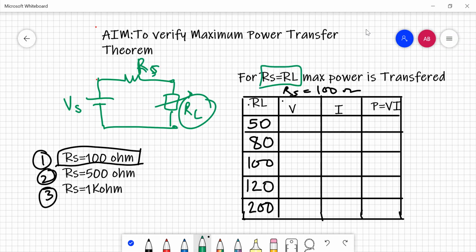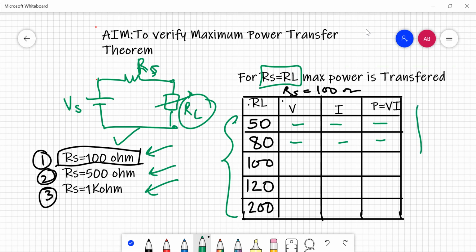So what we are going to do is we are going to have three sets of source resistance. Firstly, we are going to take 100 ohms, and then we are going to vary our RL in 5 values. That is, first we are going to take 50, then we are going to take the value of the voltage, corresponding current, and then total power. Similarly, for 80, we are going to repeat it for 100, 120, and 200.